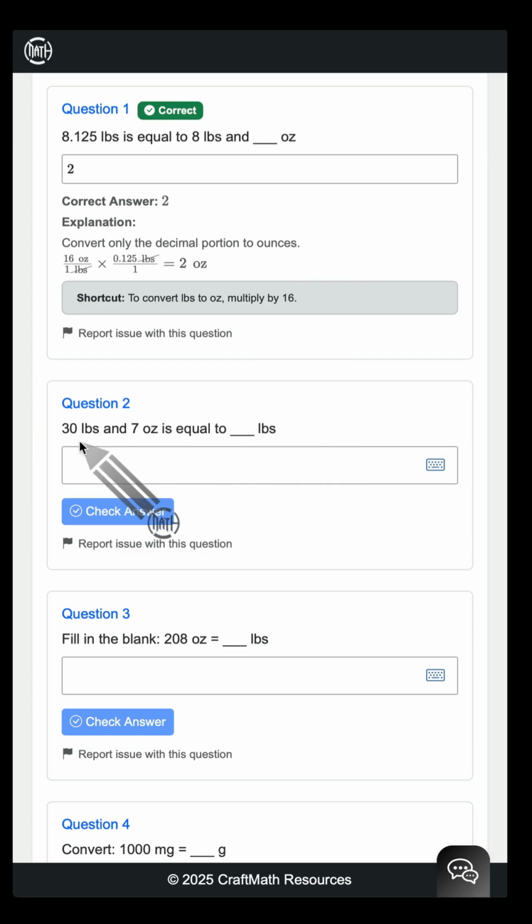And while I have you here, look at question number 2. 30 pounds and 7 ounces is equal to blank pounds. What we want to do here is we want to convert these pounds and these ounces to just pounds. Give this one a try.